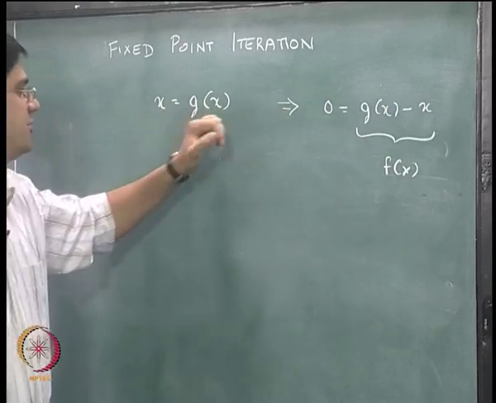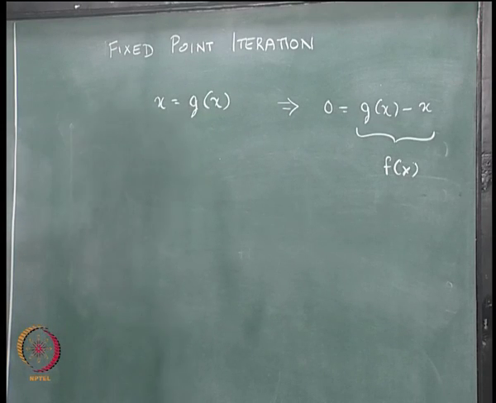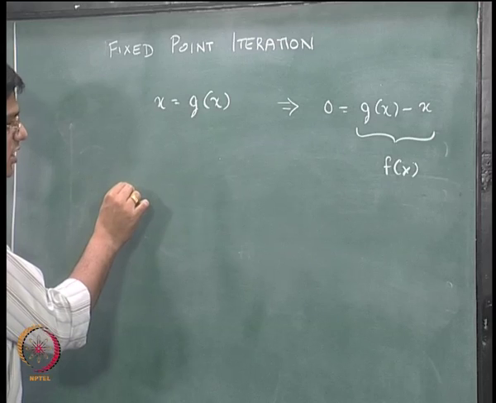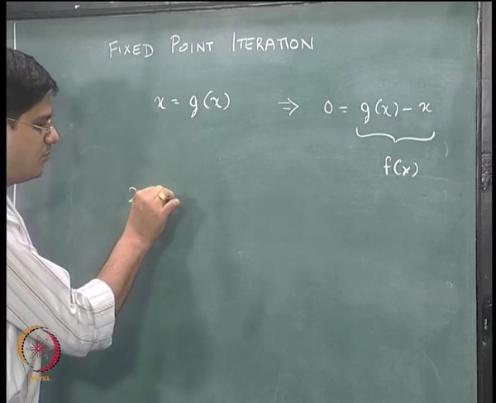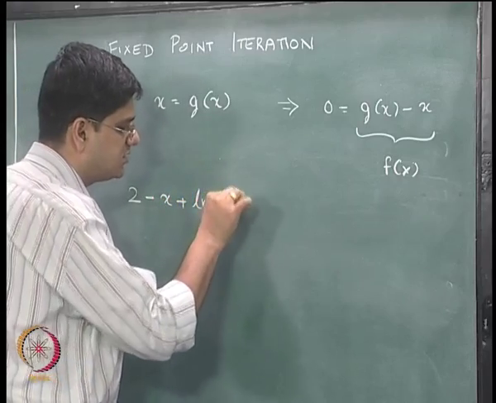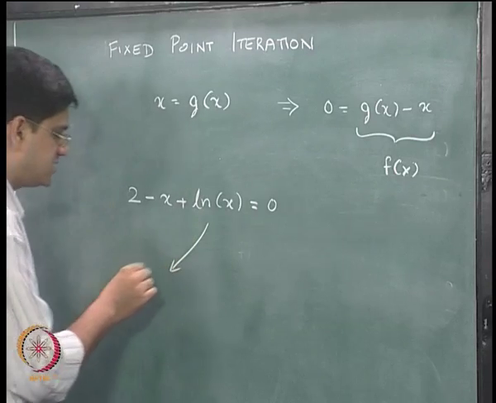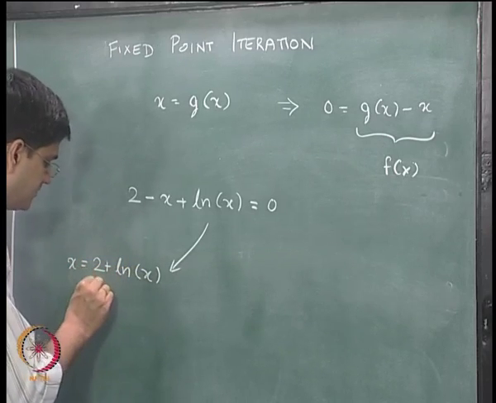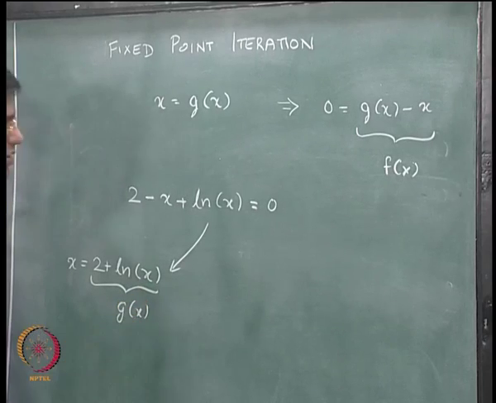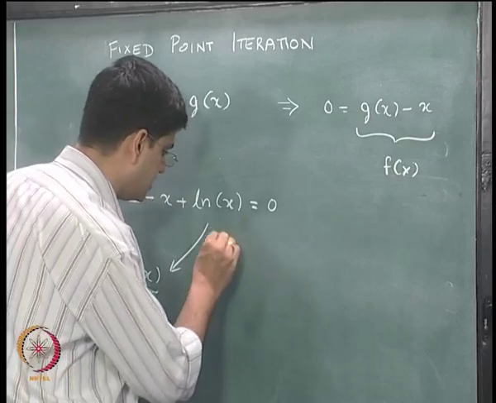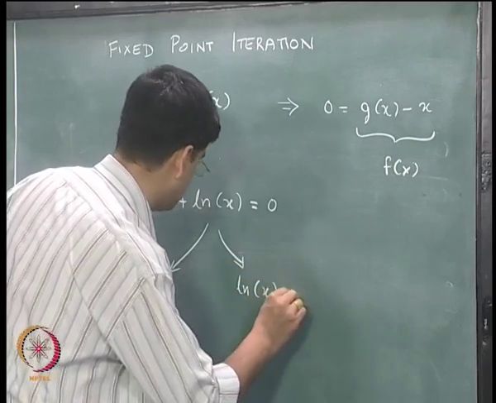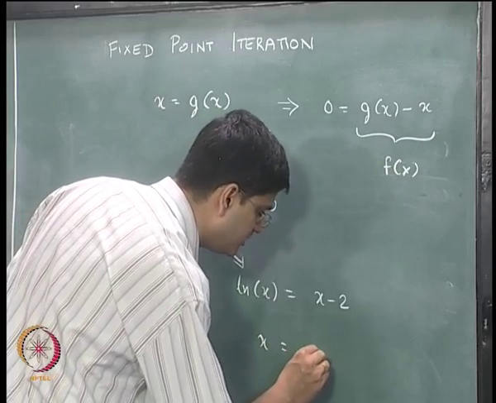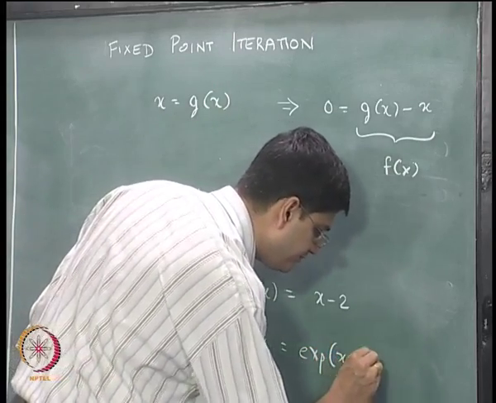Now the question is whether x equal to g of x is going to be unique, and the answer of course is no. If we look at the example that we have been looking at in this particular module, that was 2 minus x plus ln of x equal to 0. One way we can write this is x is equal to 2 plus ln x. In that particular case, this becomes our g of x. The other way to write this is ln of x is going to be equal to x minus 2, or x is going to be e to the power x minus 2.